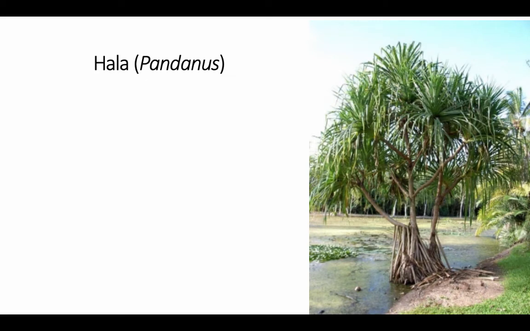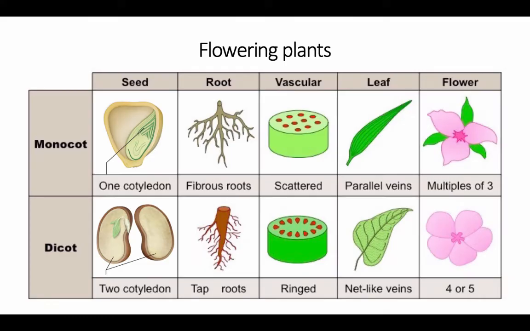Another example of a monocot that produces these woody-like tissues is Hala or pandanus. But again, if you cut that stem and you look inside, it's all fiber. It's not true wood. So don't get confused. Now, I want to bring you back here to this diagram that I started when I covered roots. And now I just want to bring you back to the stem.